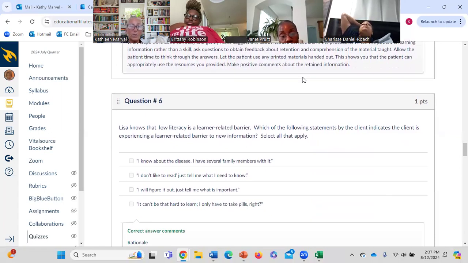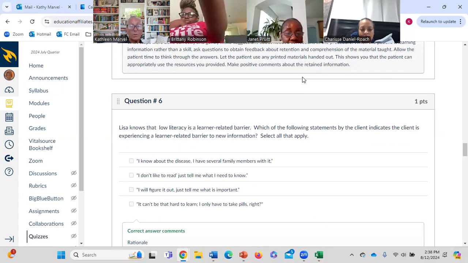Here's a follow-up question to that. Lisa knows that low literacy is a learning-related barrier. Which of the following statements by the client indicates that the client is experiencing a learner-related barrier? Select all that apply. Okay. What are the two right answers here? B and C. Okay, why is B and C correct?